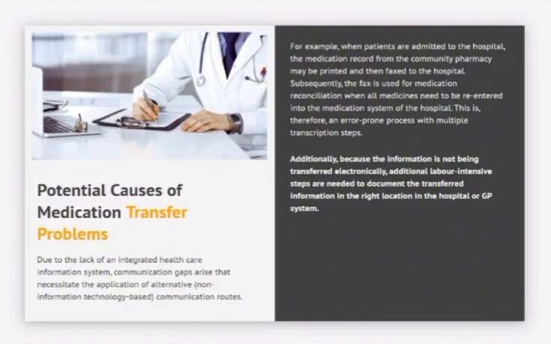Additionally, because the information is not being transferred electronically, additional labor-intensive steps are needed to document the transferred information in the right location in the hospital or GP system.